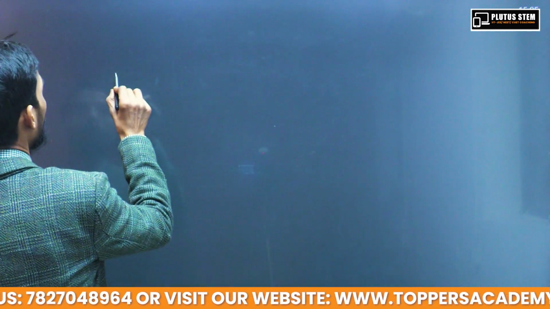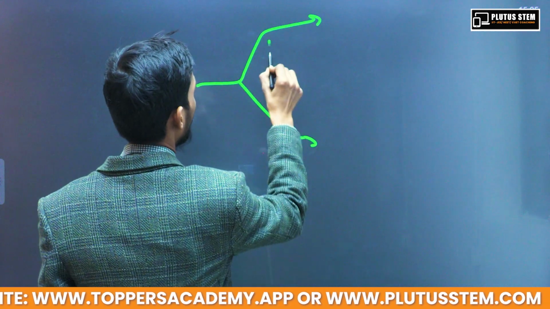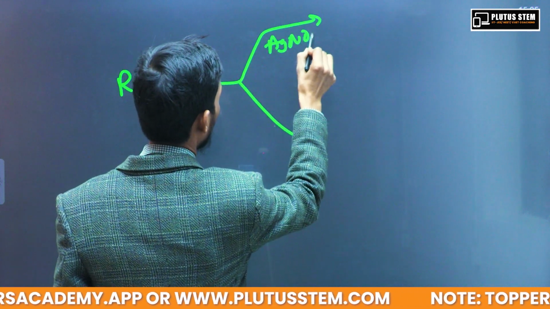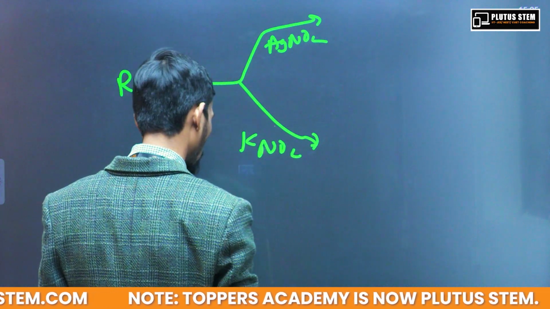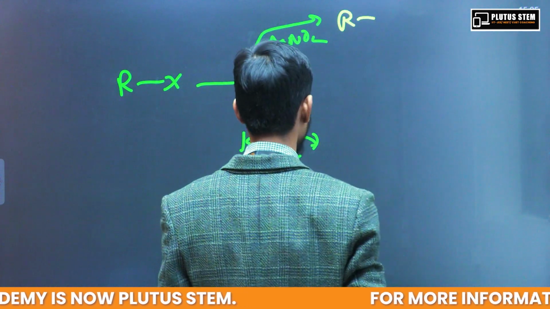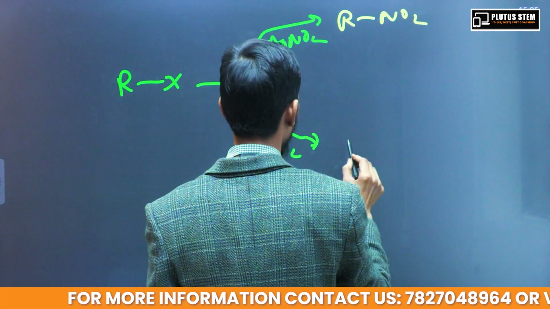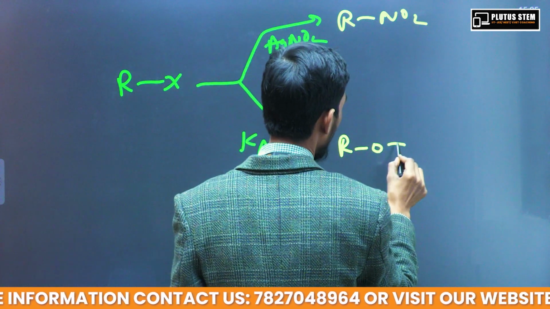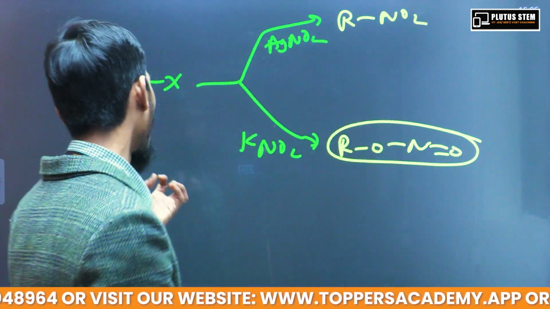Now the same case happens over here, RX with AgNO2 and KNO2. The products are going to be different. RNO2 with AgNO2, and with KNO2 we are getting RONO, nitro and nitrite. So why is this happening over here?